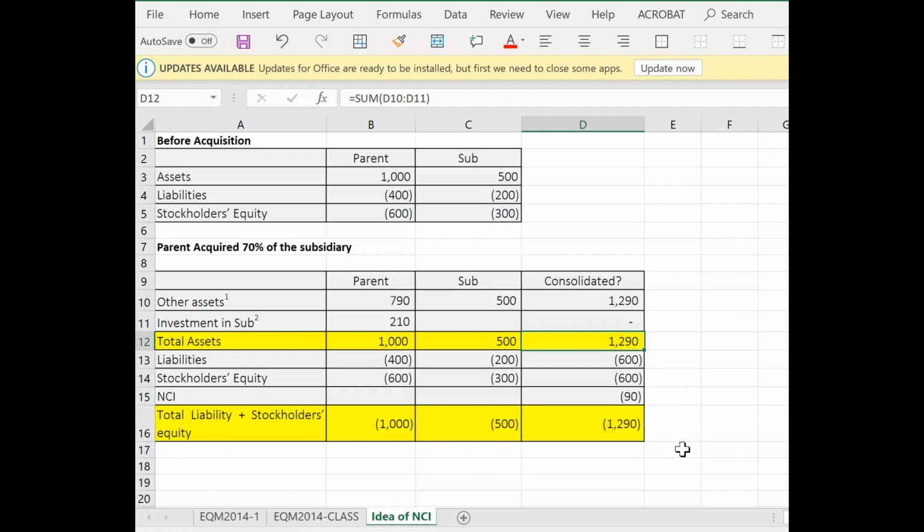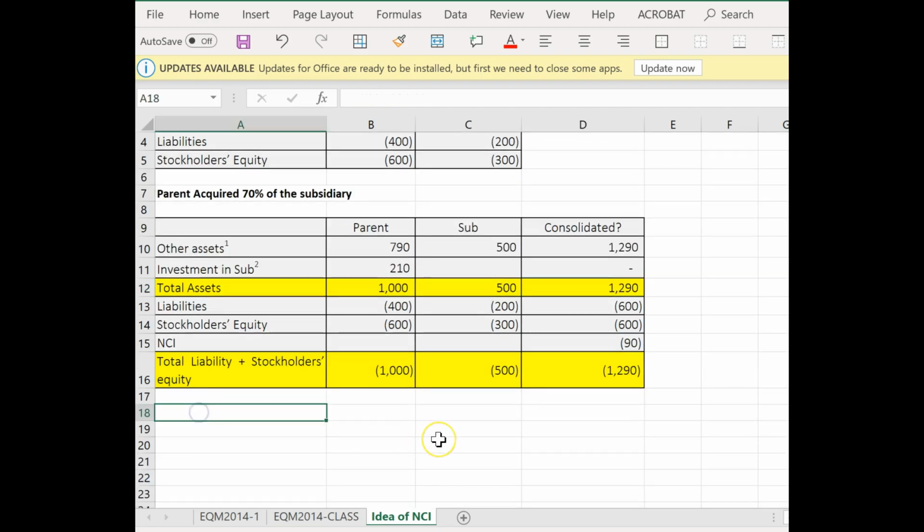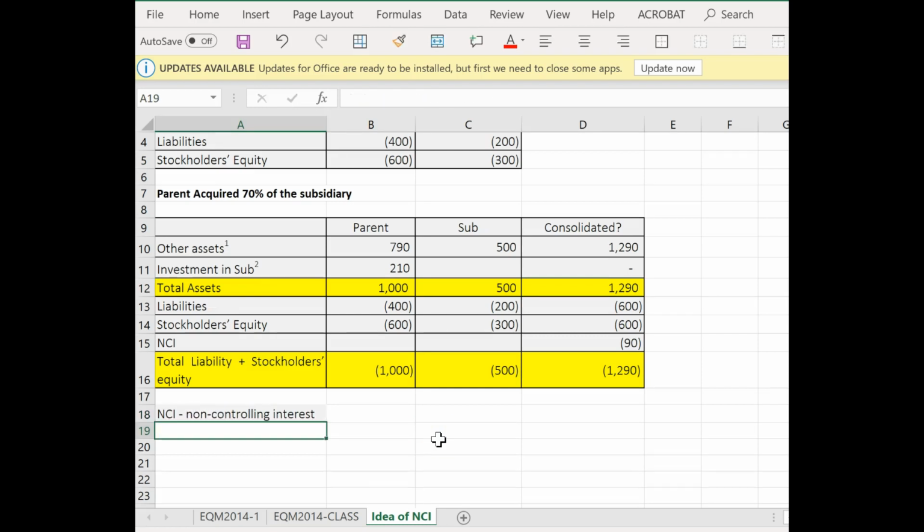So now let's summarize. The idea of NCI is that when the parent controls 100% of the subsidiary's assets and liabilities through only a portion of the ownership, then when the parent consolidates with the subsidiary, this consolidated financial statement would reflect the fact that the parent only owns a portion of the subsidiary and another small portion is owned by a party called non-controlling interest. In the meanwhile, the parent would be called the CI, which is the controlling interest.